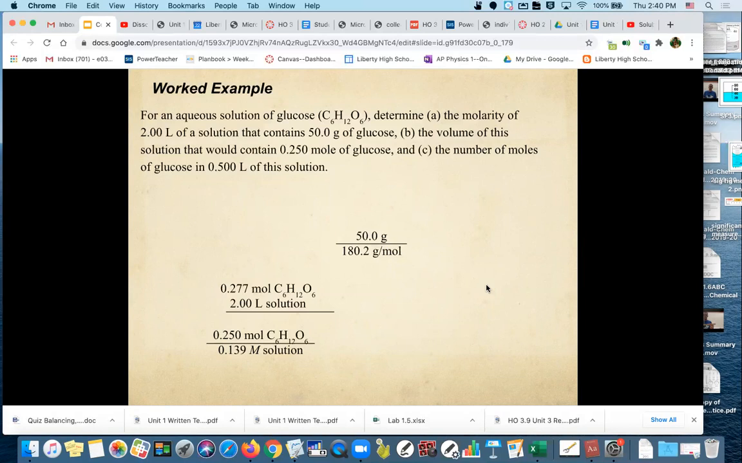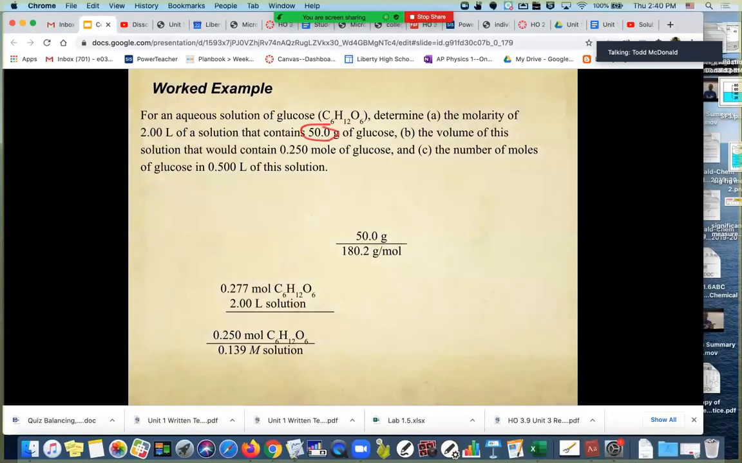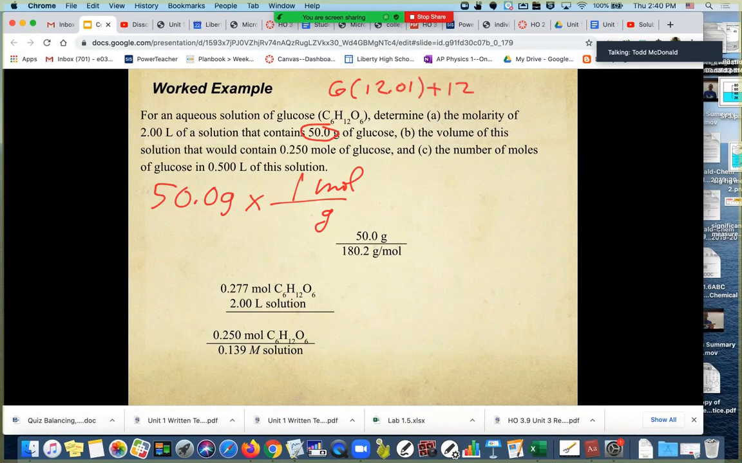The first thing we have to do is look at our 50 grams of glucose, and we need to change that from grams to moles. So we're going to calculate the molar mass of glucose. You look at the periodic table and say, that's 6 times 12.01, plus 12 times 1.008, plus 6 times 16. You add all of that up, and I actually have here in the PowerPoint that it only goes to the tenths on this one. So we'll go 4 sig figs: 180.2.